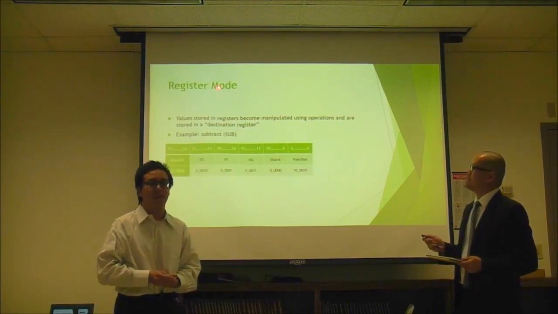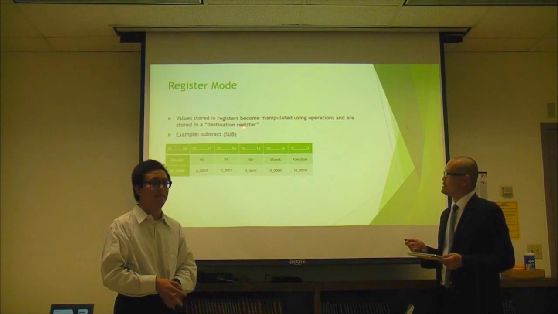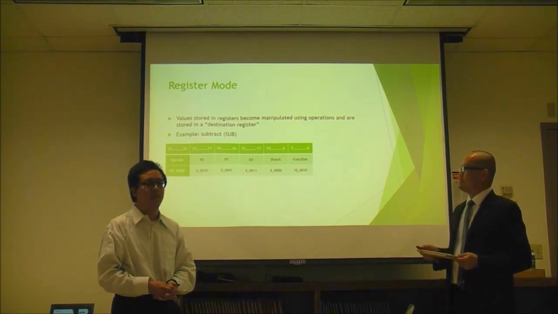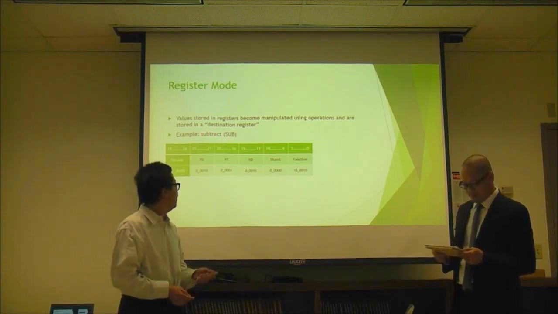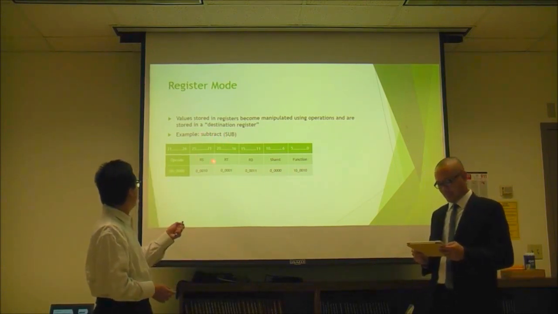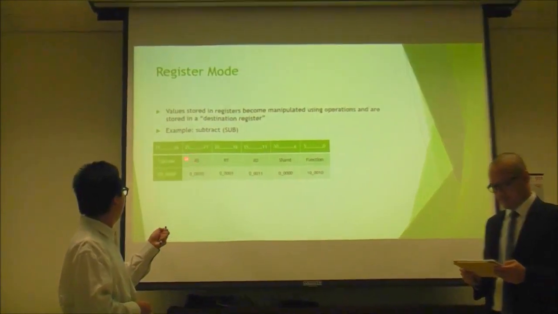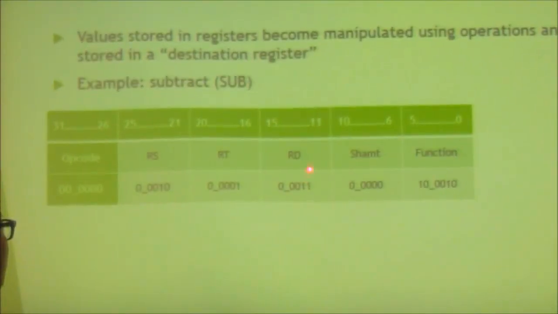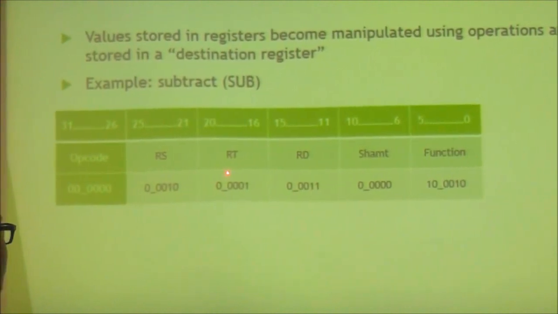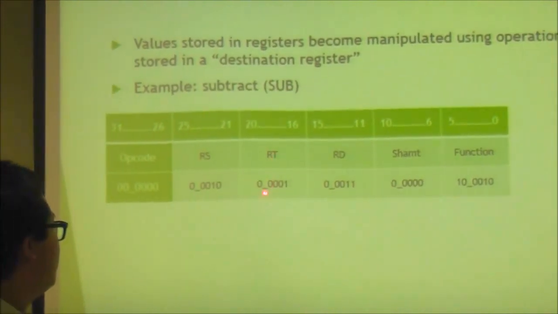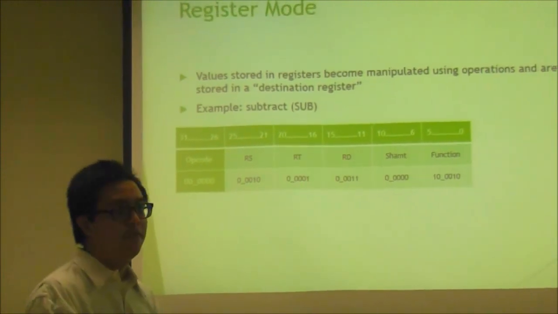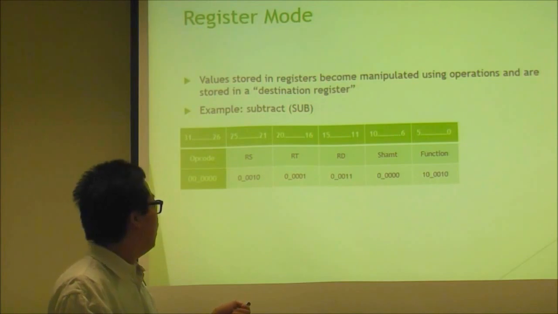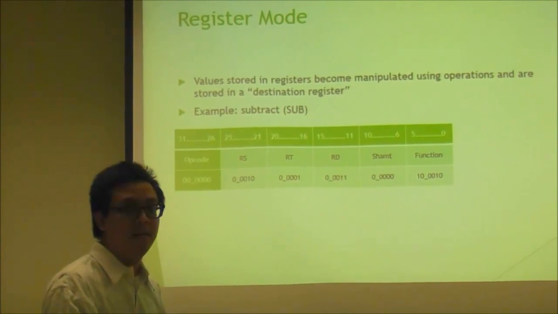So now let's look at the register mode. The values stored in registers are manipulated using operations and are stored in a destination register. An example we have right here is subtract. I'm going to take the value from the source register RS, which is register 2, and subtract the second source register, RT, which is register 1. The difference will go into the destination register RD, which is register 3.